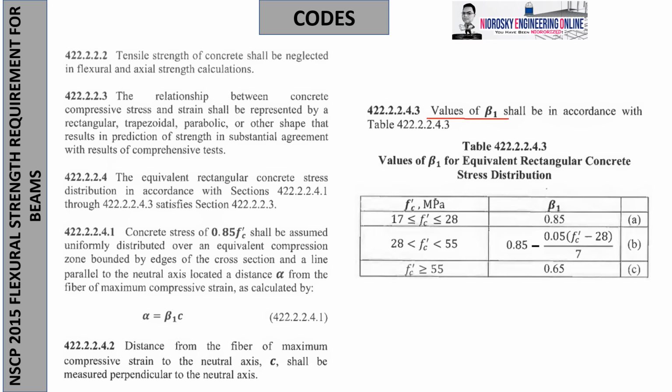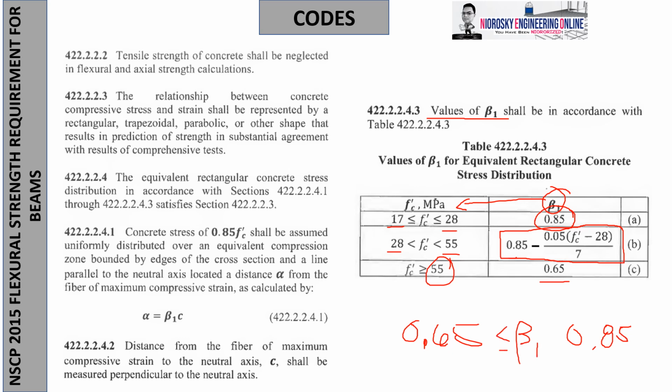This is the treatment of beta 1. Beta 1 is dependent on f'c. If f'c is between 17 and 28, it is automatically 0.85. If it is more than 55, it is 0.65. And if it is between 28 and 55, you have to calculate it this way, which is derived using linear interpolation. The maximum stress constant should not be more than 0.85 and need not be less than 0.65. This is the least and this is the maximum, so beta 1 should be in between these two.